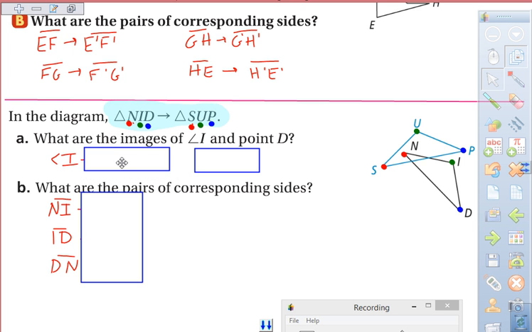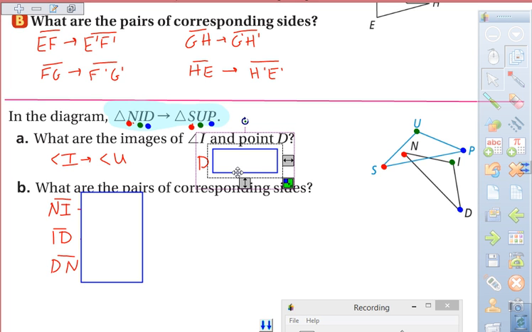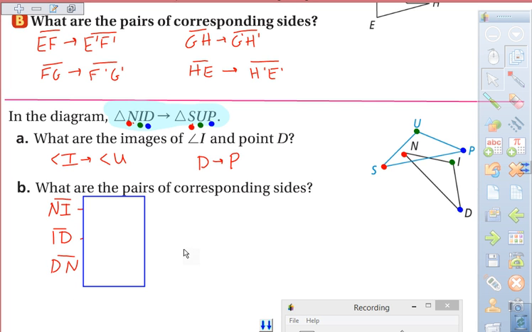So what are the images of I? I is mapped onto what? You got it, angle U. And point D is mapped onto, oh, thanks for participating, point P. Part B, what are the pairs of corresponding sides?